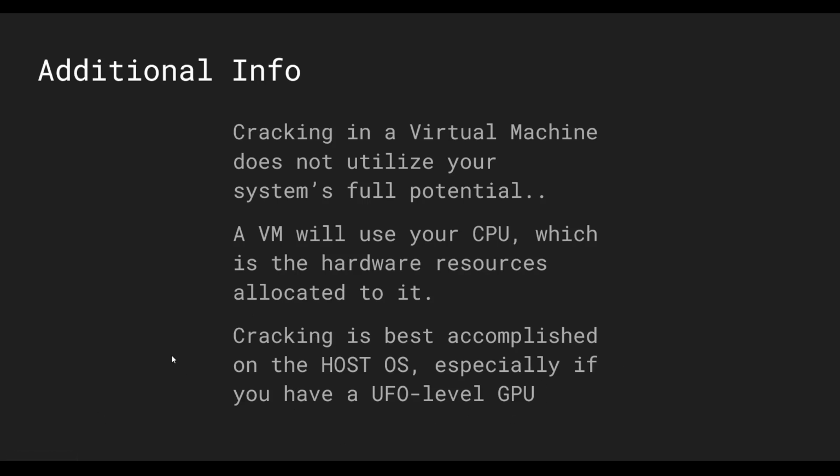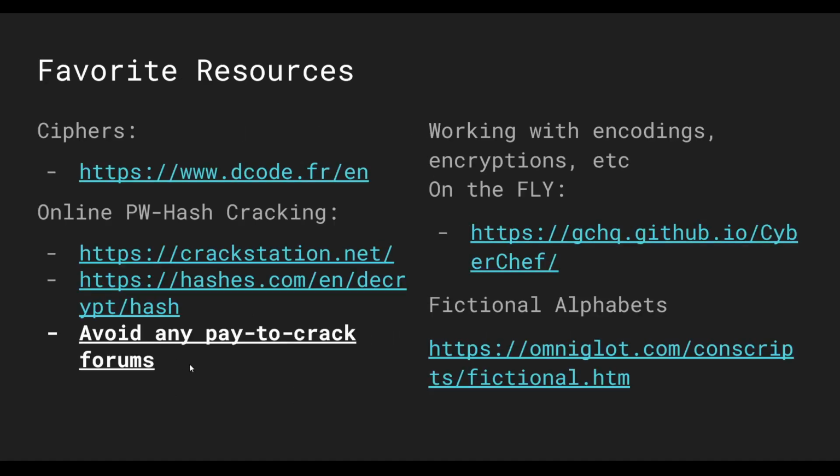Some of the best resources out there for ciphers and decoding ciphers is decode.fr. It's a French website, so that's why the .en is at the end. Online password cracking websites would be like CrackStation, hashes.com. You can pay to get your hashes cracked, but don't do that. I do not recommend that. I advise you just figure out how to crack it yourself and do it that way.